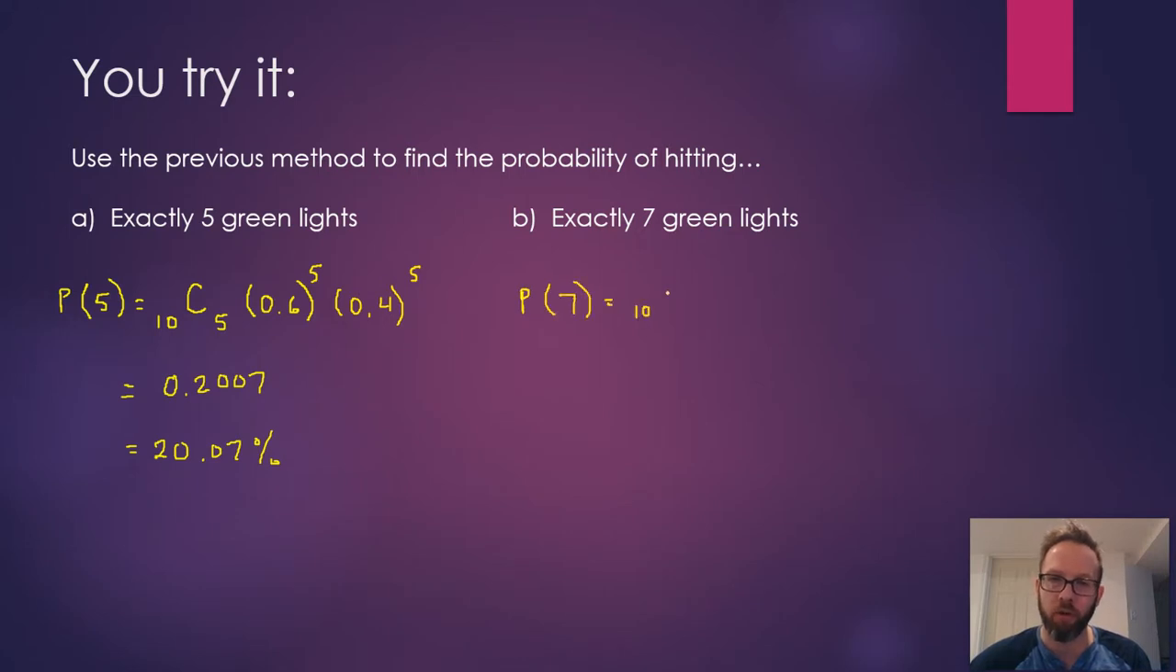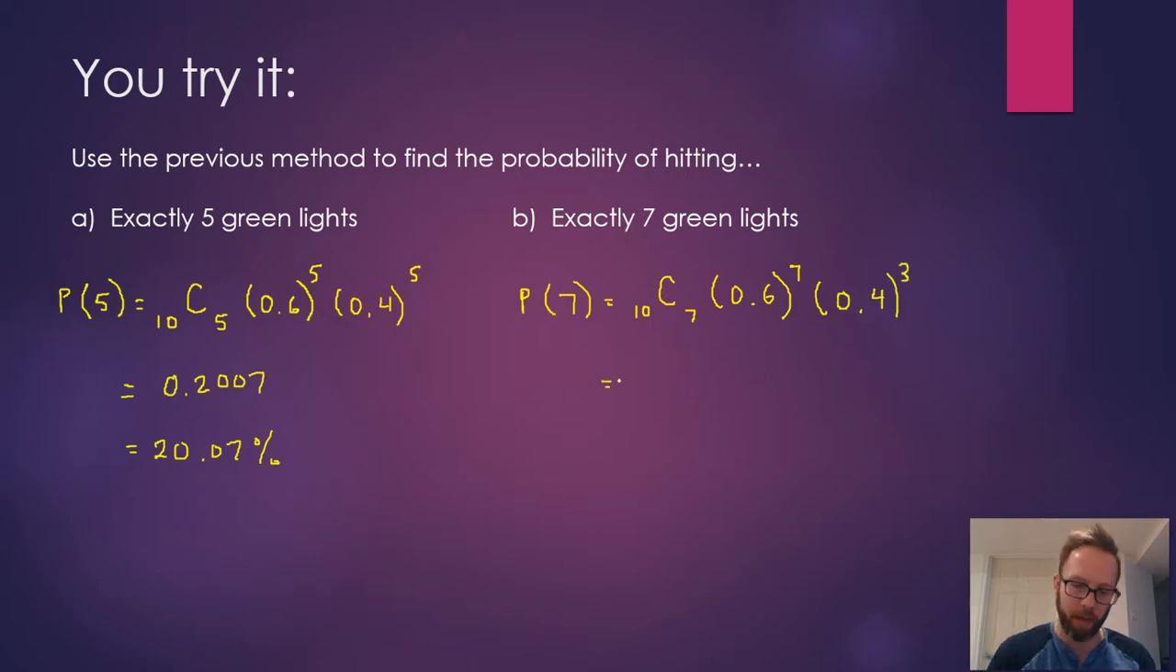So here we have to choose which of the 10 choose 7 ways to choose which lights are green. 7 green lights, so 0.6 to the power of 7, and then 3 red lights, so 0.4 to the power of 3. And let's see what we get here. 10 choose 7 times 0.6 to the power of 7 times 0.4 to the power of 3. 0.2150, or 21.5%.